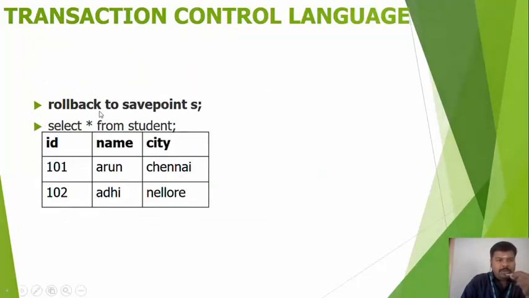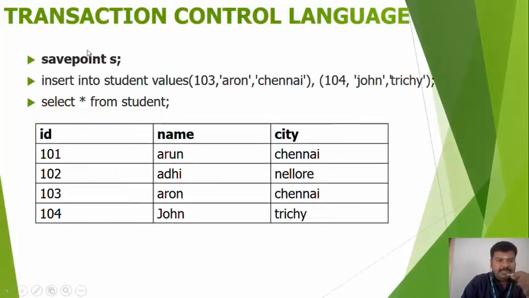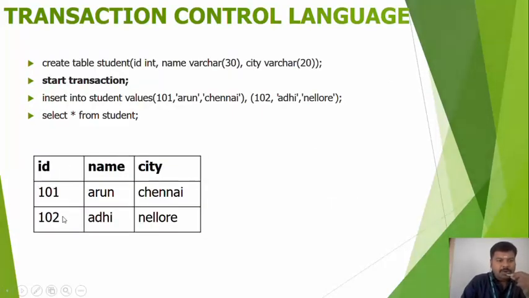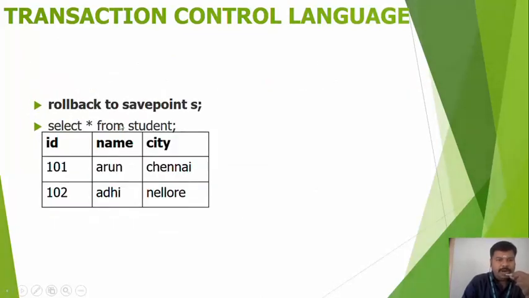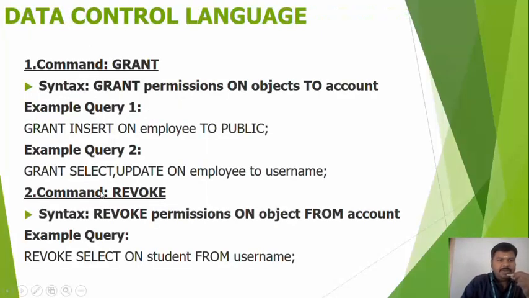Now ROLLBACK TO SAVEPOINT, that is, we will be coming back to this stage. So before this stage, how will the table be? 101 and 102 will consist of two records. So once you give the ROLLBACK TO SAVEPOINT, and SELECT * FROM the student table, only two records will be there. So that is the usage of savepoint.